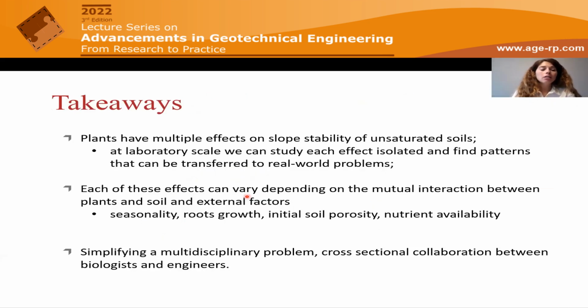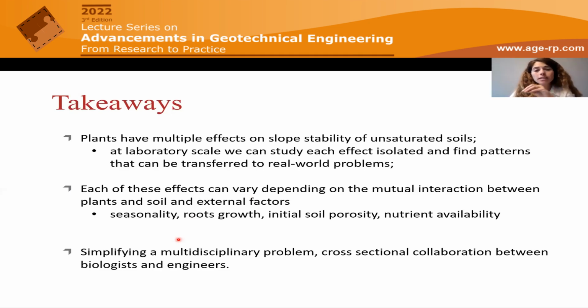I finish by adding 3 main points, basically 3 takeaway messages from this talk. We have seen, first of all, that plants have multiple effects on slope stability of unsaturated soils. And we've seen that at laboratory scale, which is the first step towards understanding a real world problem, we can study each effect isolated and try to find patterns or trends that can be transferred to real world problems. The second point is that each of these effects are not constant, but they can vary.